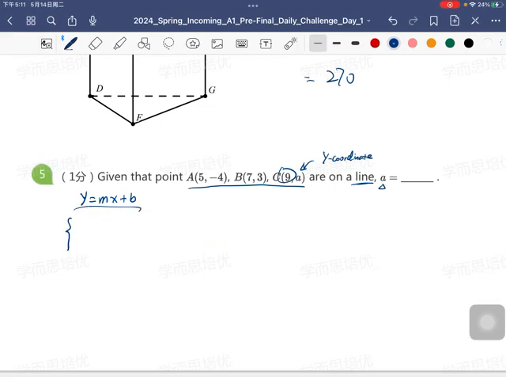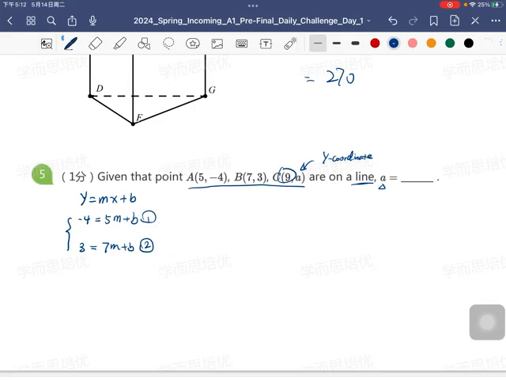Right now we have 4 letters that we have no idea what they are, but you can construct a system of linear equations using the coordinates of A and B. I'm going to put -4 to replace y and 5 to replace x. So I got the first equation here: -4 equals 5m plus b. Do the same thing with the coordinates of B: 3 equals 7m plus b. Okay, I now have equation number 1 and equation number 2.